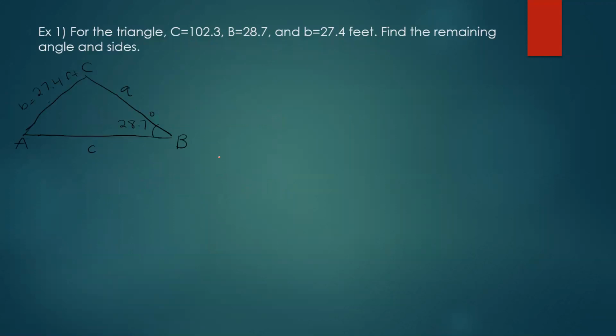So let's start with example one. Example one is for this triangle. I just drew the triangle. Angle C is 102.3 degrees. I did not write that, so here's angle C. And angle B is 28.7 degrees. Notice that our sides are always lowercase, so b equals 27.4 feet. Find the remaining angles and sides.